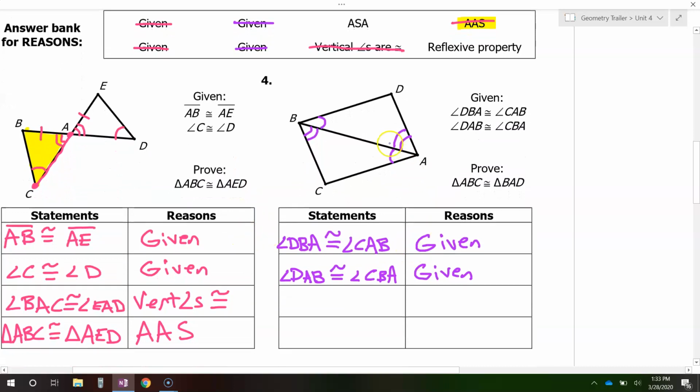All right, now there's something else we can mark just because of the way the picture looks, and that is the shared side right here. So let's go ahead and just put a mark on that. And when you have a shared side, you just say that the side is congruent to itself. So BA is congruent to BA.